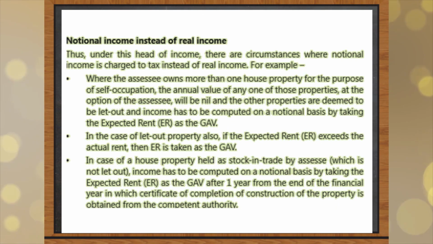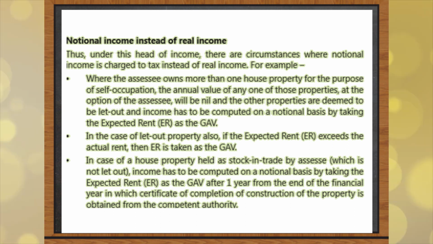In many cases, in the discussions which we have carried out so far, the income is taken as a notional income instead of real income. Thus, under this head of income, there are circumstances where notional income is charged to tax instead of real income. For example, the assessee owns more than one house property, where one house property or two house properties as the case may be will be taken as self occupied and the gross annual value will be taken as nil. Other house properties will be taken as deemed to be let out and their gross annual value will be charged separately as the expected rent, where the expected rent is the notional income.